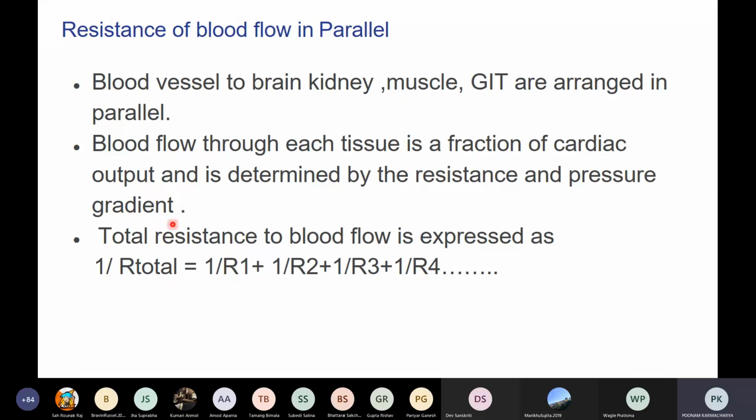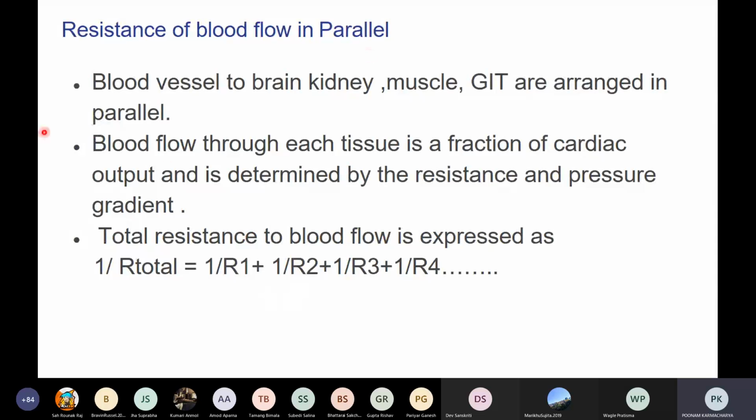So if we have to find the total resistance to the blood flow, in case of a parallel vascular circuit it is expressed as 1/R total = 1/R1 + 1/R2 + 1/R3 + 1/R4 and so on. Thus, the total resistance is less than the resistance of any single blood vessel. Okay. So in case of parallel resistance, the total resistance is less than the resistance of any single blood vessel. That means if you add one more vessel to the circuit, there will be decreased resistance and increased blood flow.